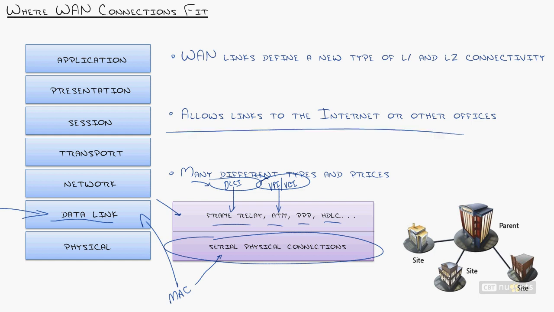Now, these WAN links allow us to access the internet or other offices. So these are our connections out of our site. Many different types and prices. That's going to be what we start breaking down.